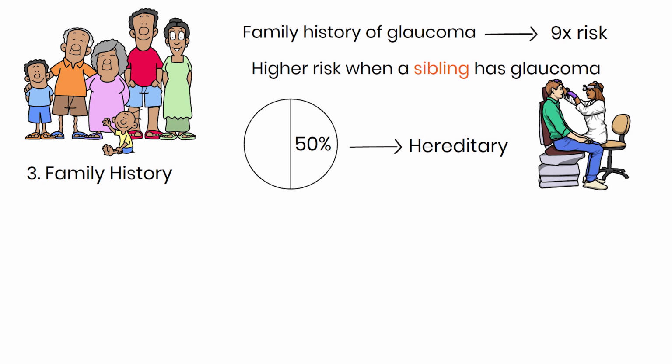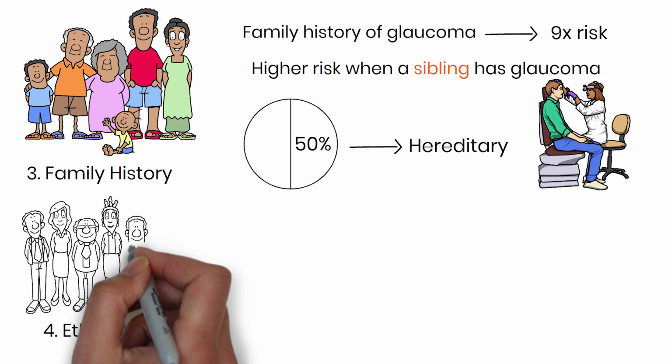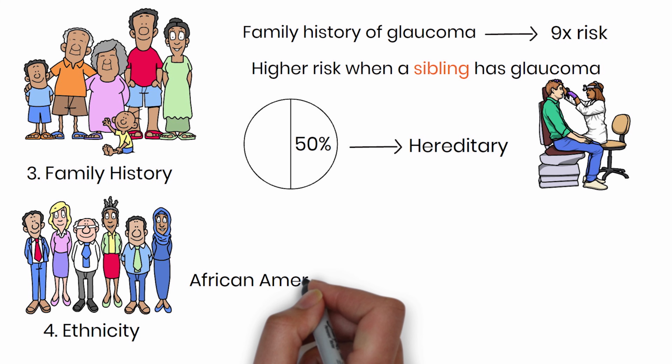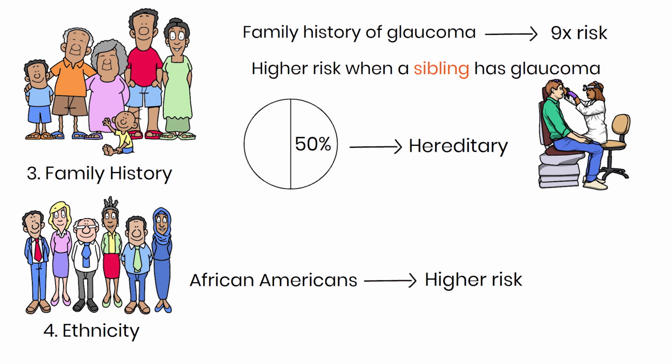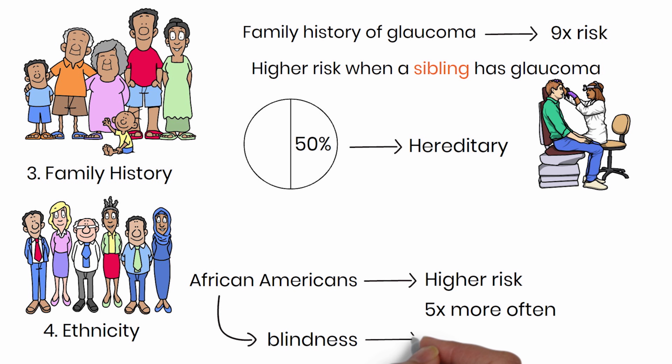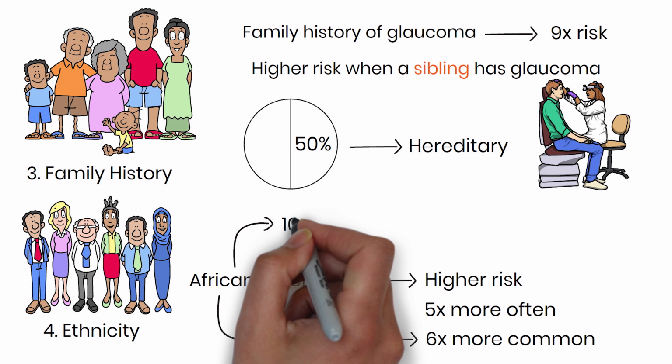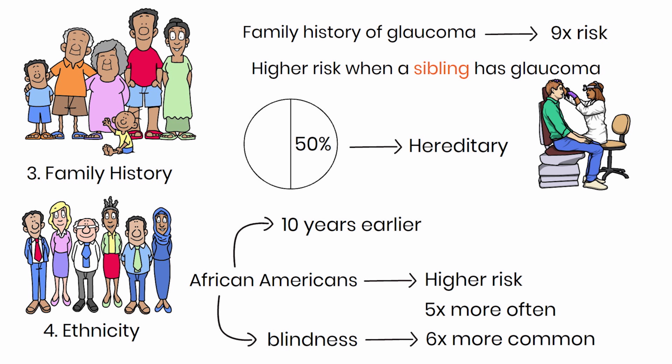Your ethnicity is an important factor to consider. African Americans have significantly higher rates of glaucoma compared to other populations. Research shows that glaucoma occurs about 5 times more often in African Americans, and blindness from glaucoma is about 6 times more common in this population. Furthermore, glaucoma tends to develop earlier in life in African Americans, typically about 10 years earlier than in other ethnic groups.